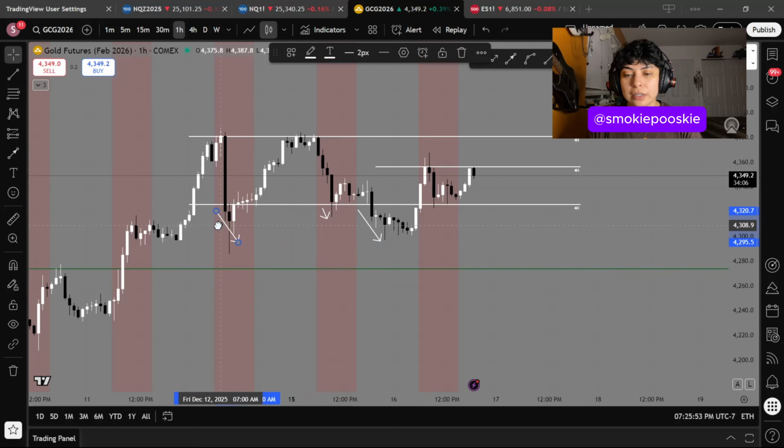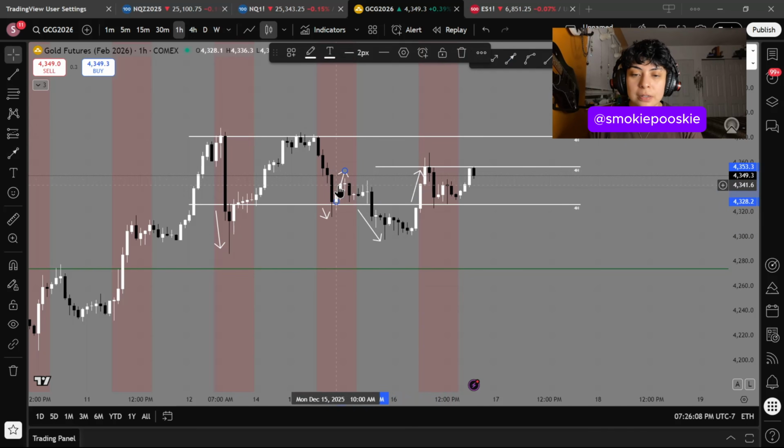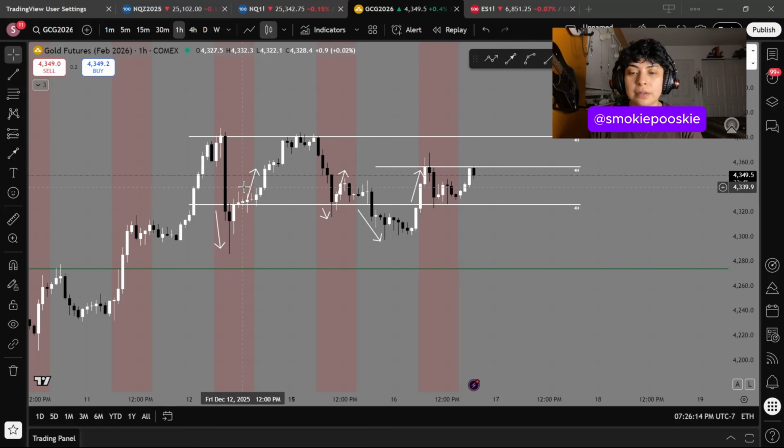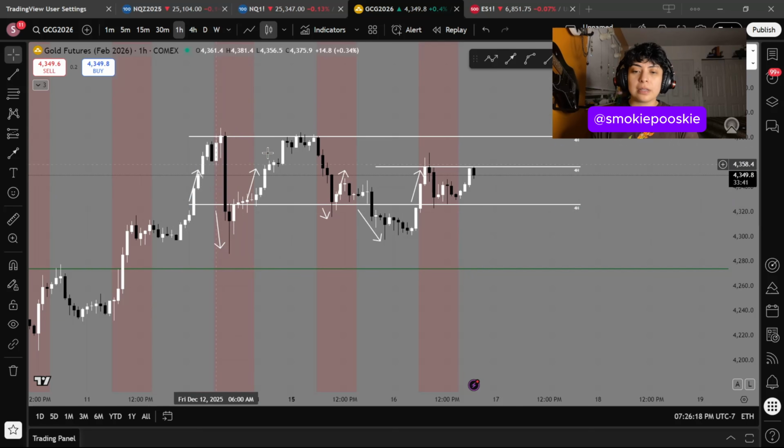Price right here decides to sell, right? So I know that anything below this level is going to sell. And the same logic applies to the opposite side. Anything above it is going to buy, and it's going to go up. Same thing here, same thing right here, and same thing right here, right? And price just buys above this level.